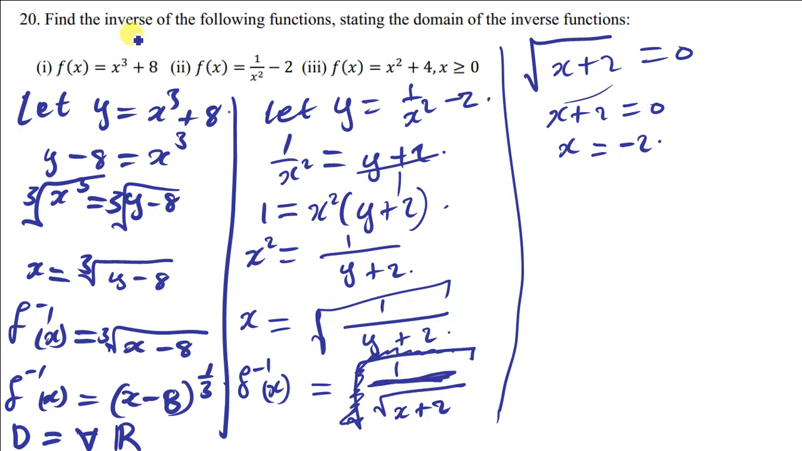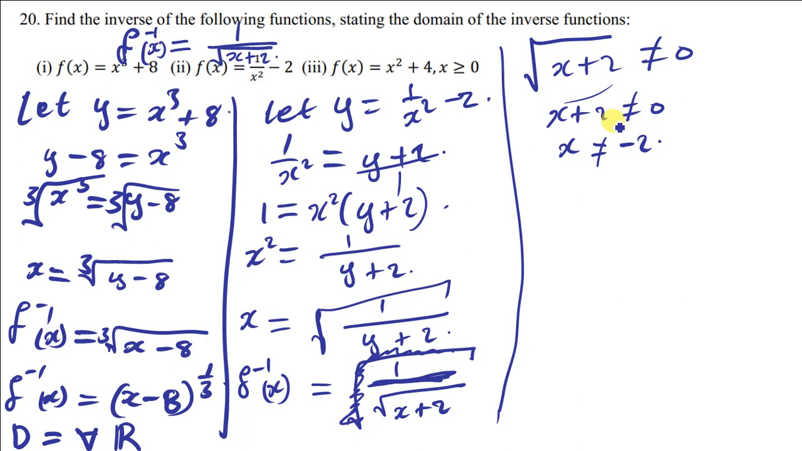So f inverse of x is supposed to be equal to 1 over the square root of x plus 2. When you equate the denominator to 0, we know the denominator is not supposed to be equal to 0, meaning x is not supposed to be equal to negative 2. When you replace x with negative 2, the denominator is 0, and 1 over 0 is undefined. So in the domain of all real numbers, we have to exclude negative 2.